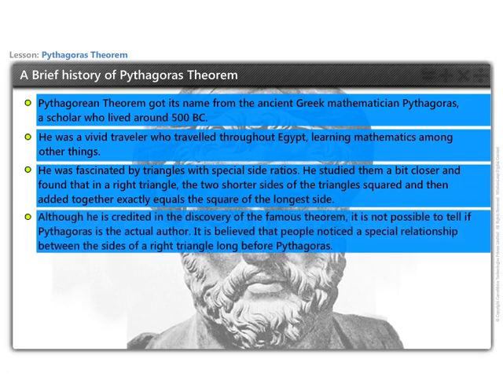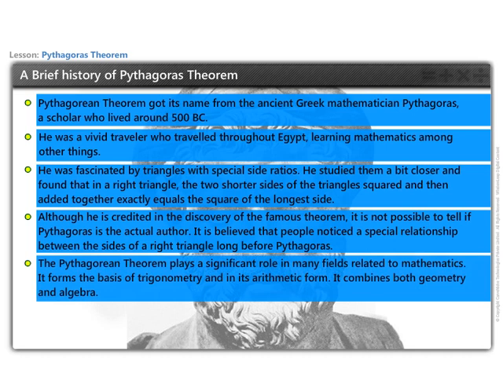Although he is credited with the discovery of the famous theorem, it is not possible to tell if Pythagoras is the actual author. It is believed that people noticed a special relationship between the sides of a right triangle long before Pythagoras. The Pythagorean theorem plays a significant role in many fields related to mathematics. It forms the basis of trigonometry and in its arithmetic form, it combines both geometry and algebra.